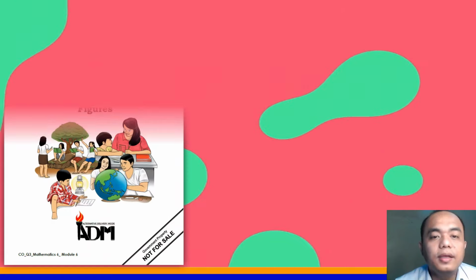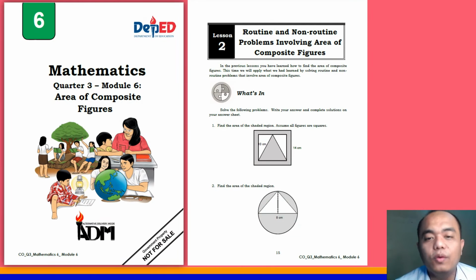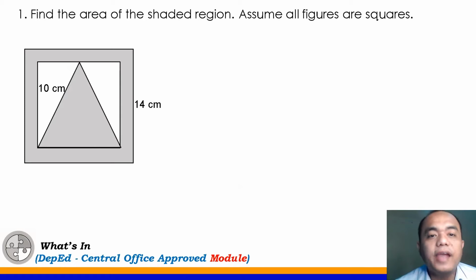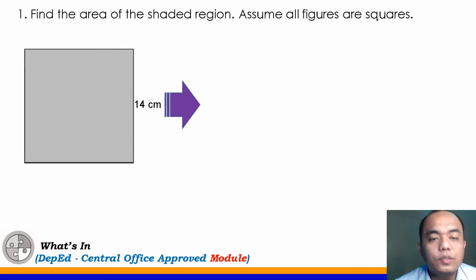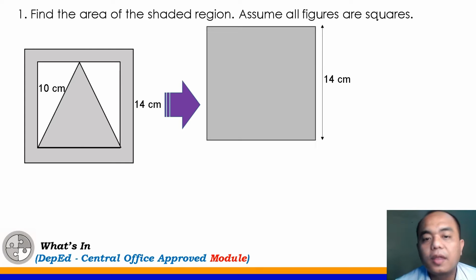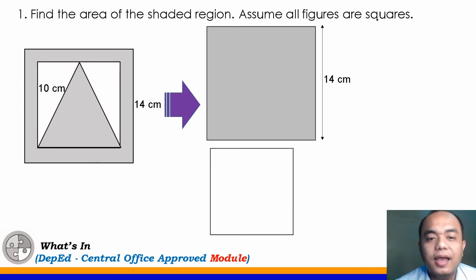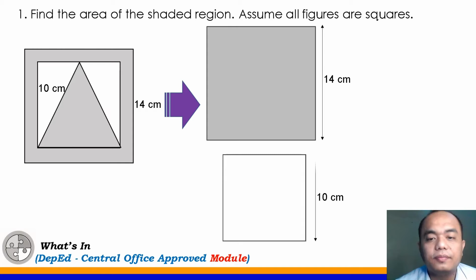Understood? Okay, this time, let's have the what's in part of your module. So find the area of the shaded region. Assume all figures are square. Okay? So of course, we have the big square here, which measures 14 centimeter. And of course, we have also the small square, the unshaded part. Yan, yung nasa gitna. Yan, that's 10 centimeter.